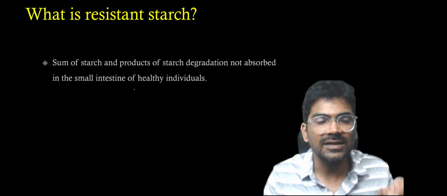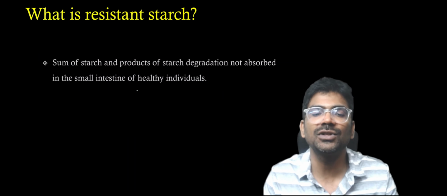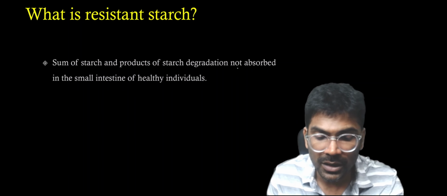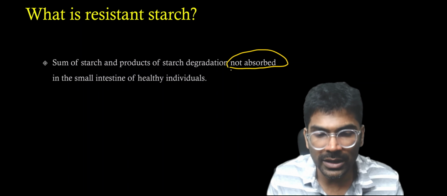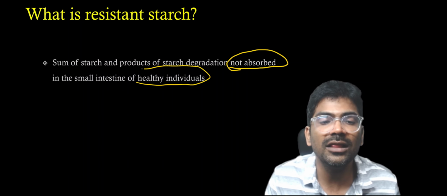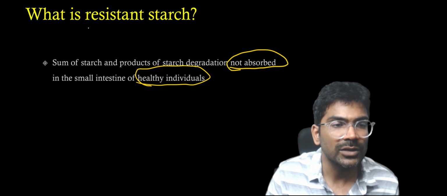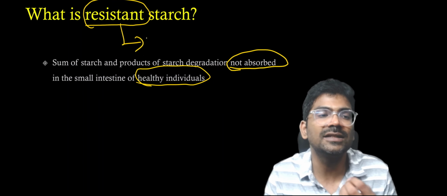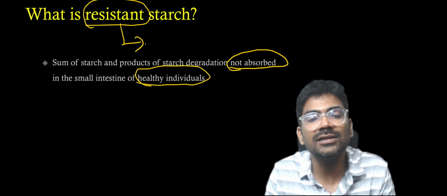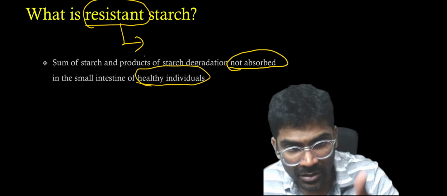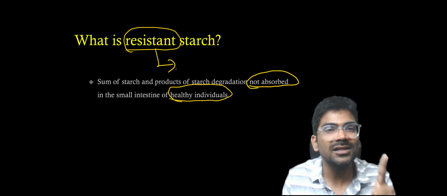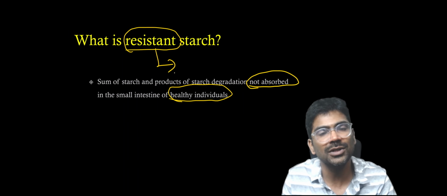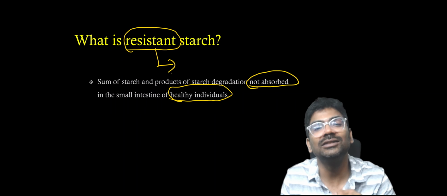Resistant starch is the sum of starch and products of starch degradation not absorbed in the small intestine of a healthy individual. So the term resistant in resistant starch indicates that this starch is resistant to absorption. So resistant starch escapes small intestinal absorption and comes to the large intestine.